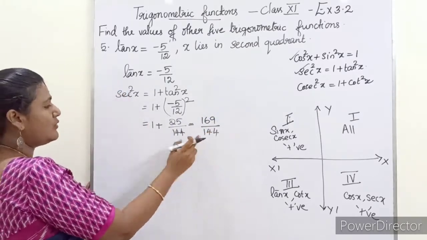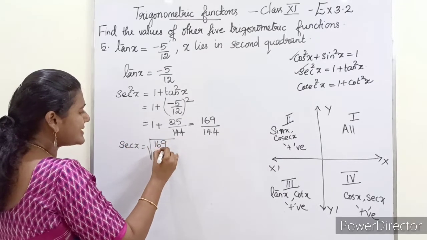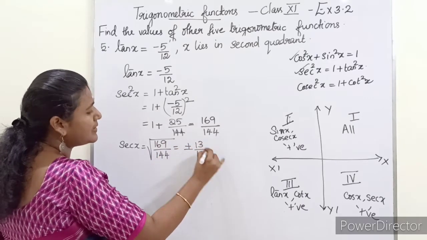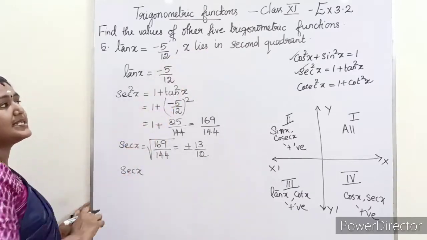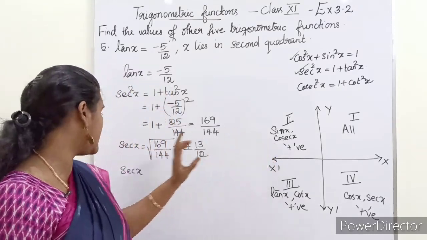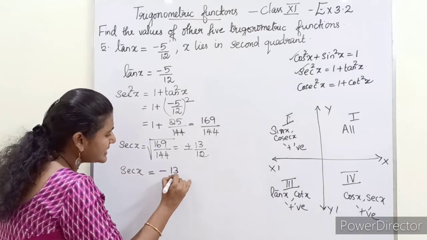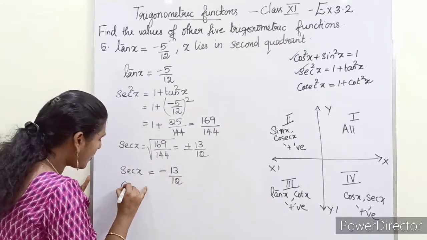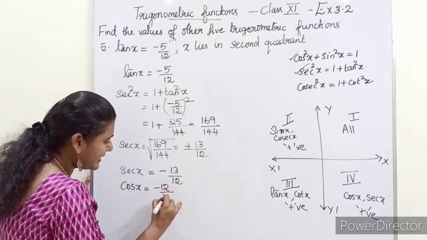So this is the value of sec square x. So sec x is equal to root of 169 by 144, which is equal to plus or minus 13 by 12. So for sec x, you have to see now, x lies in the second quadrant. In the second quadrant only sin and cosec are positive. So sec x will be negative. So the sec x value we can write as minus 13 by 12. So cos x is equal to the reciprocal of this, that is minus 12 by 13.